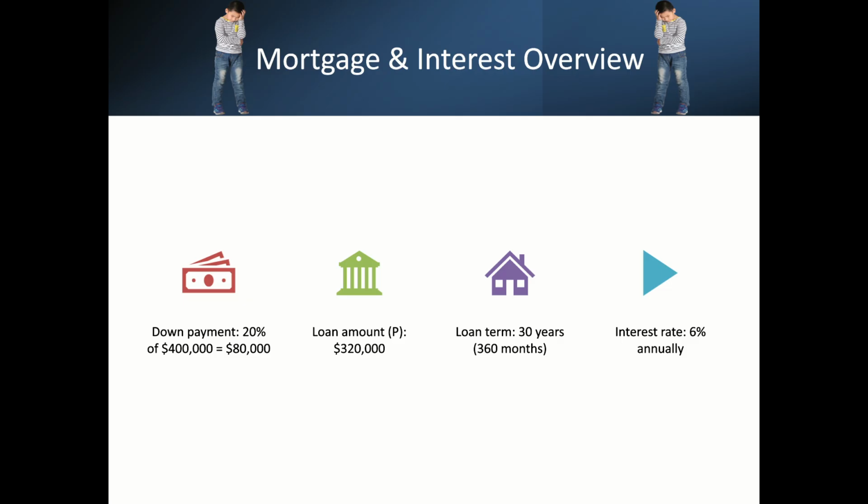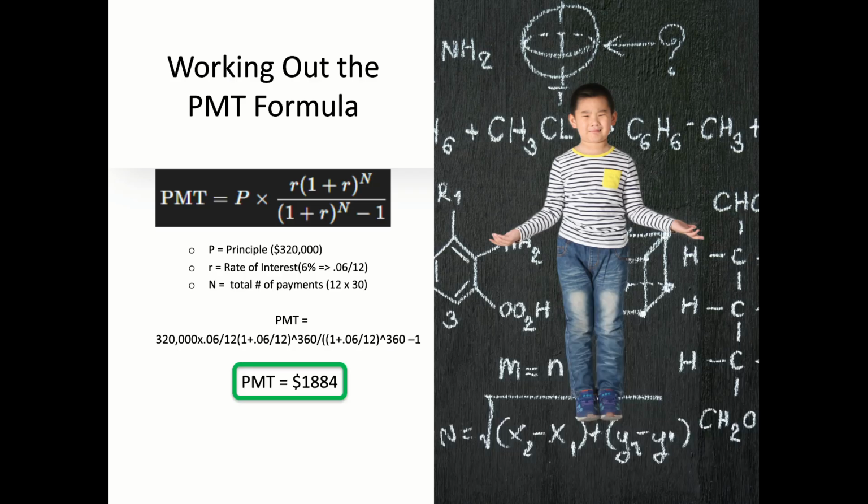Finally, and arguably the most important concept for home buyers, mortgage and interest. In our scenario, we set a 20% down payment of the original purchase price of $400,000, which amounts to a loan of $320,000. The loan is set for 30 years with an interest rate of 6% annually. The PMT formula allows us to calculate the mortgage of this house over the course of a 30-year period, and we come out with a monthly payment of $1884.